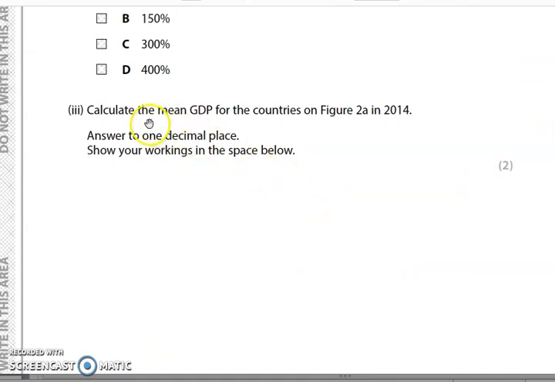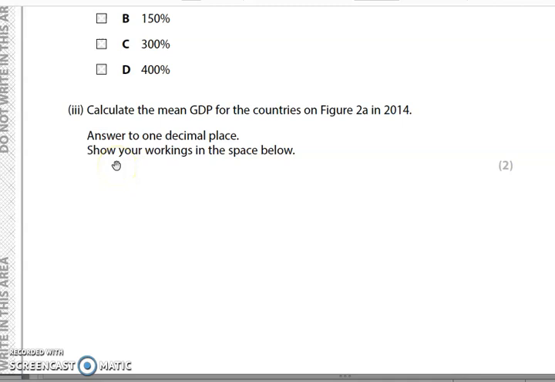The next question is calculate the mean GDP for the countries on figure 2A in 2014. Answer to 1 decimal place. This is vital. You must give your answer rounded correctly to 1 decimal place. And it's worth 2 marks, and it says show your workings in the space below.